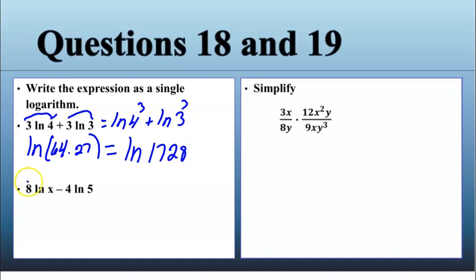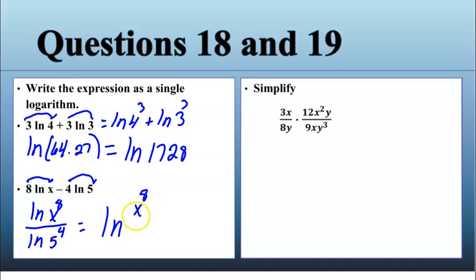Next, do the same thing. Put the 8 on this x, the 4 on the 5. Since it's subtraction, we're writing as a division problem. So this would be natural log of x to the 8th divided by the natural log of 5 to the 4th power. So if I put this all under 1 natural log, it'd be natural log of x to the 8th over 5 to the 4th power is 625. And this would be our expression written as 1 natural log.